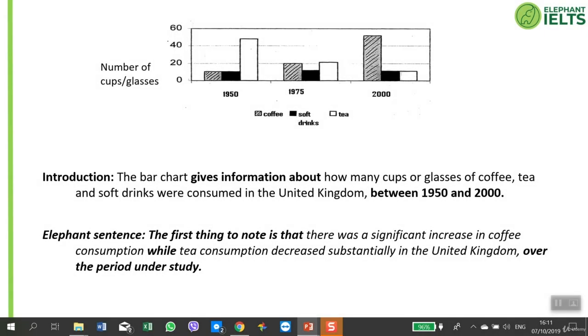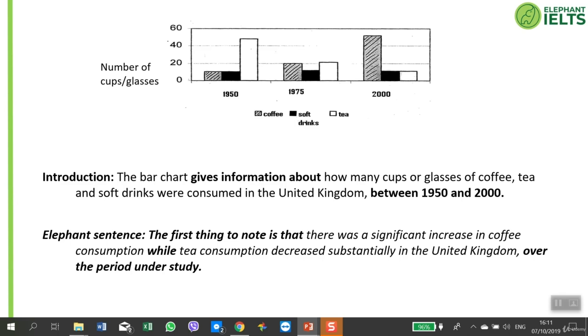Now let's put these together. The bar chart gives information about how many cups or glasses of coffee, tea and soft drinks were consumed in the United Kingdom between 1950 and 2000. And now for our elephant sentence. The first thing to note is that there was a significant increase in coffee consumption while tea consumption decreased substantially in the United Kingdom over the period under study.